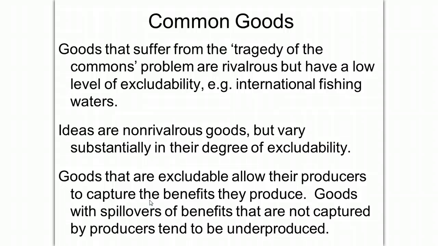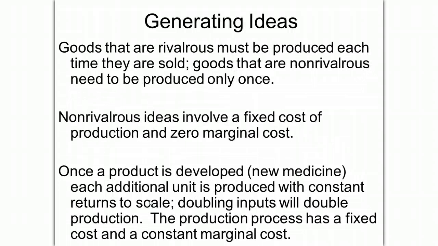So goods with spillovers of benefits that are not captured by producers tend to be underproduced. If the good offers benefits to the community, benefits to society, but the producer can't capture that in a price, well, the incentive to produce it is reduced. A good can create a certain amount of benefit, but unless you can capture it in a price and convert that into profit, the market won't provide it. So ideas are perhaps one area where there may be underproduction.